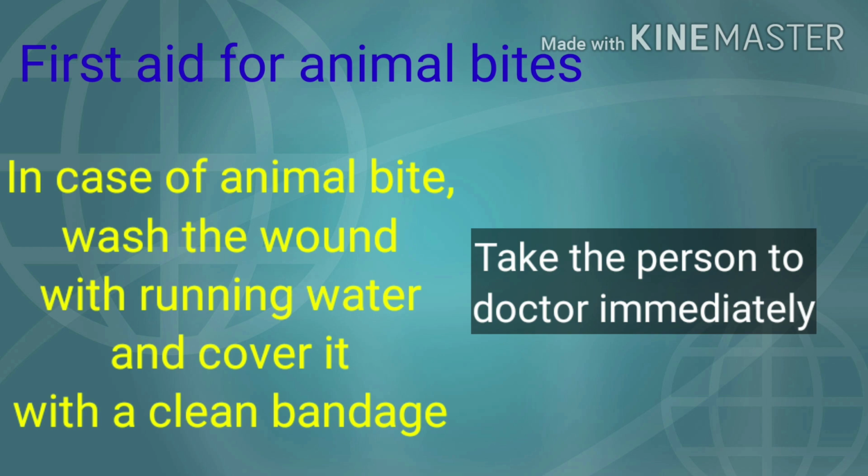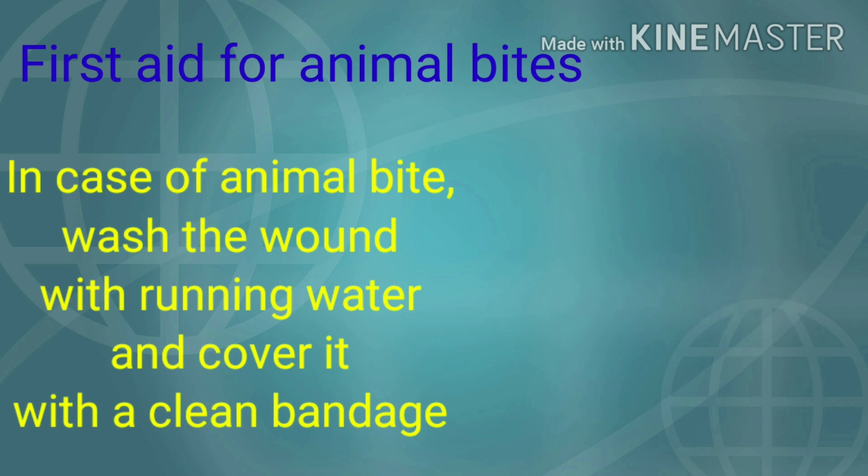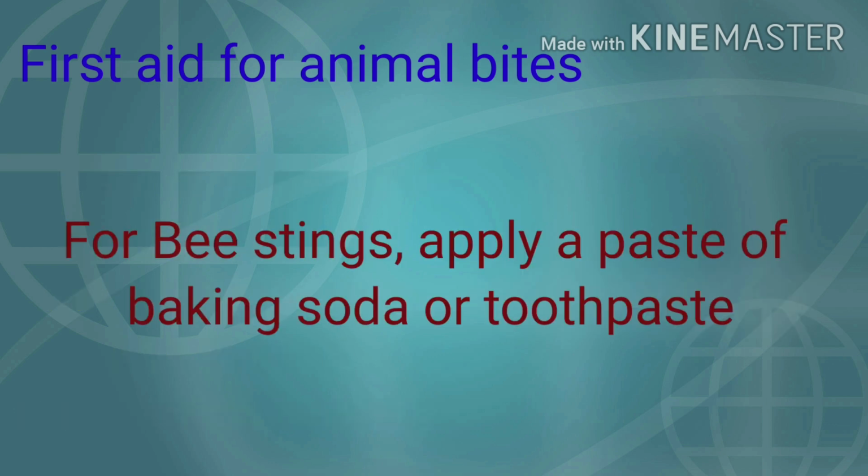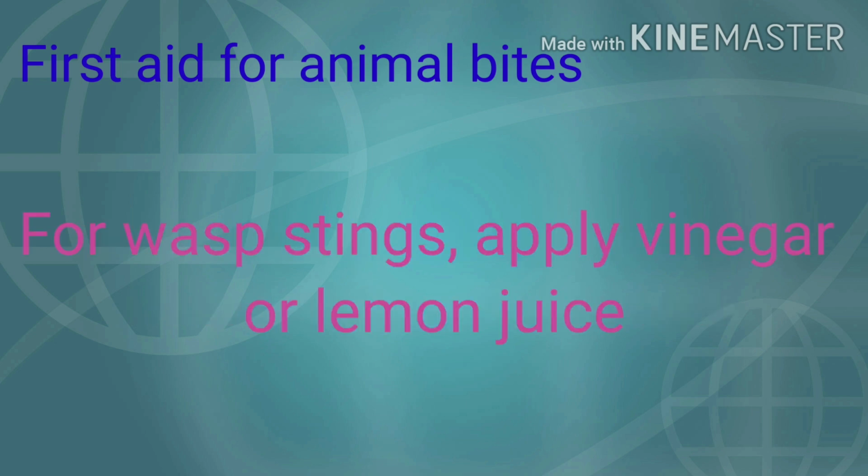If animal bite is there, we must wash the wound properly and then cover with clean bandage. We have to take anti-rabies injection given by doctor. If there is bee stings, we have to apply a paste of baking soda or toothpaste. And if there is wasp stings, apply vinegar or lemon juice.